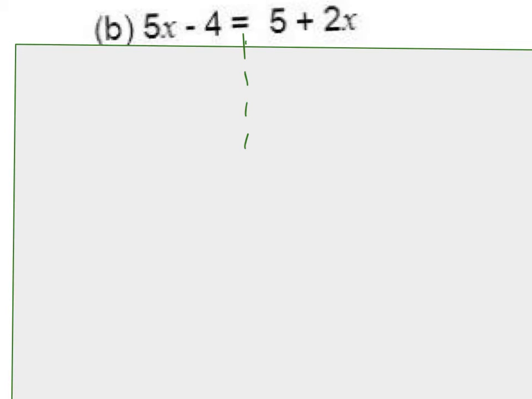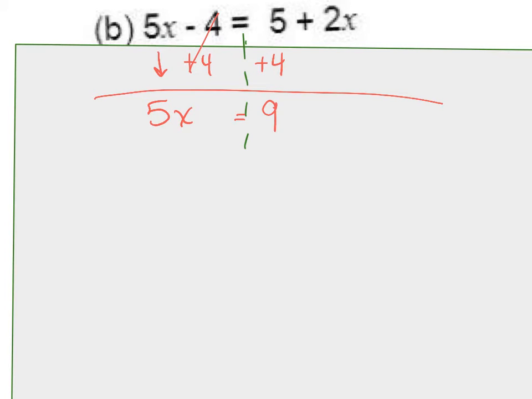You can look at it and go, oh, I am going to get rid of that constant, negative 4, and bring him over. So you're going to plus 4, and you're going to line it up under the other constant, which is 5. You rewrite what doesn't change. You get 5x. The negative 4 and positive 4 cancel out, is equal to 5 plus 4 is 9.